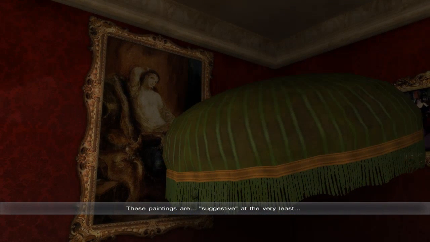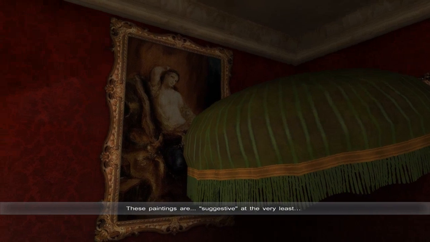These paintings are suggestive, at the very least.